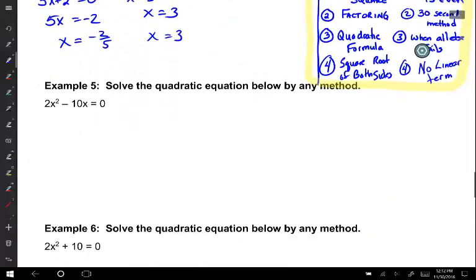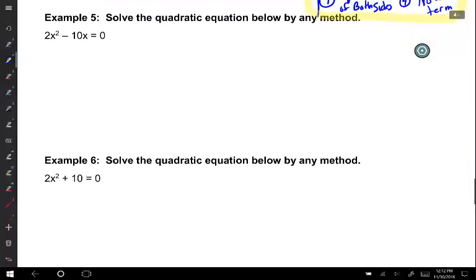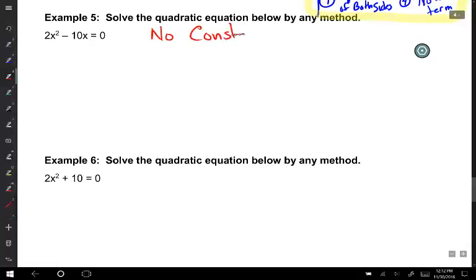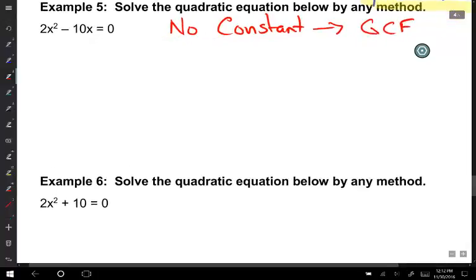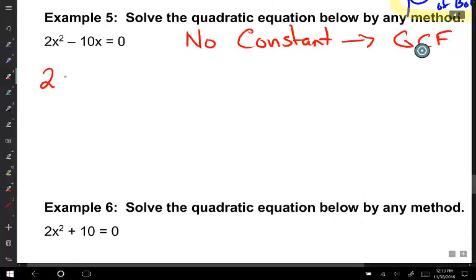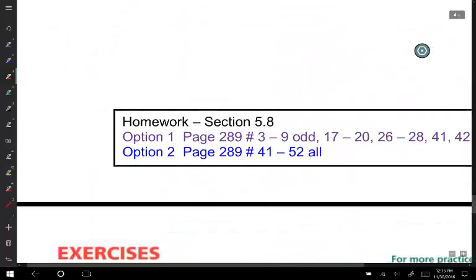All right, next one. What do you notice about example 5? Tell me what you notice. No linear term. Okay. There's no, what? There's no constant. Do you remember what we do when there's no constant? That leads to this, GCFs. What's the GCF here? 2. Yeah. Take out a 2x. Good catch. What's left? X minus 5.